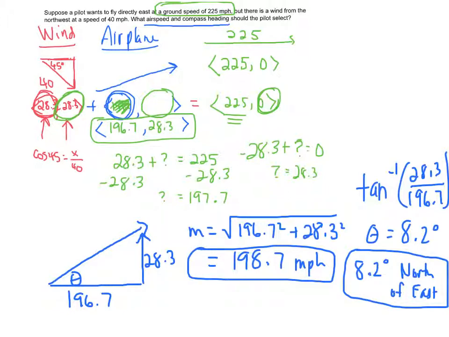And there we have it. We have our airspeed, magnitude, and compass heading, 8.2 degrees north of east.